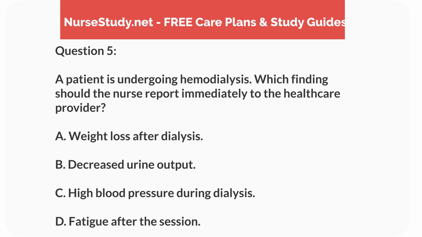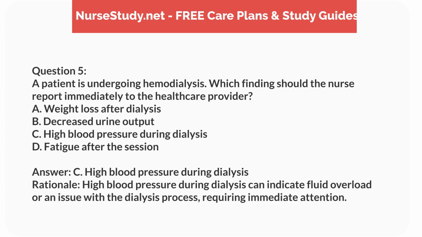Question 5. A patient is undergoing hemodialysis. Which finding should the nurse report immediately to the healthcare provider? A. Weight loss after dialysis. B. Decreased urine output. C. High blood pressure during dialysis. D. Fatigue after the session. Answer: C. High blood pressure during dialysis. Rationale: high blood pressure during dialysis can indicate fluid overload or an issue with the dialysis process, requiring immediate attention.